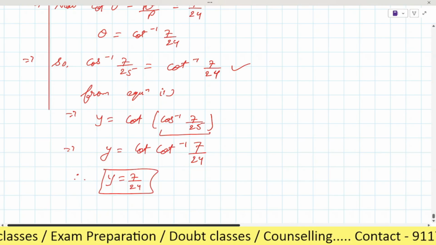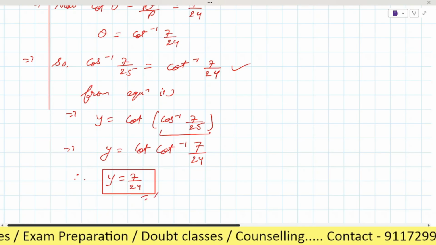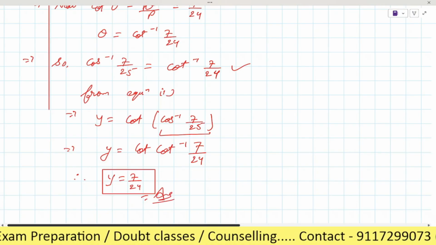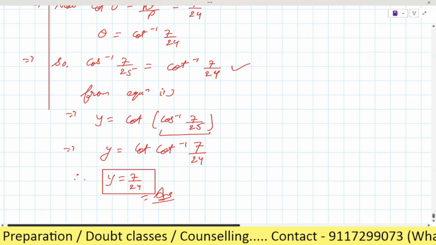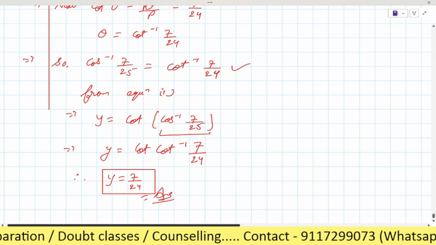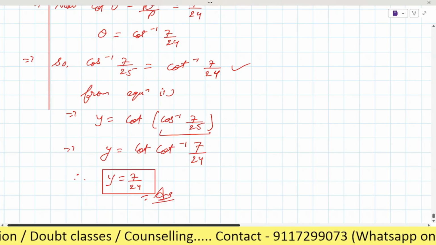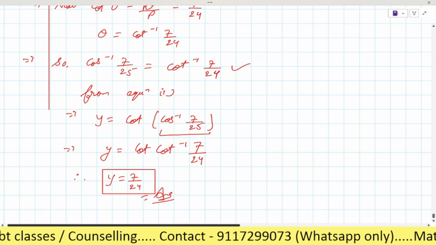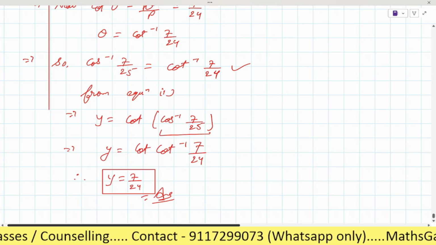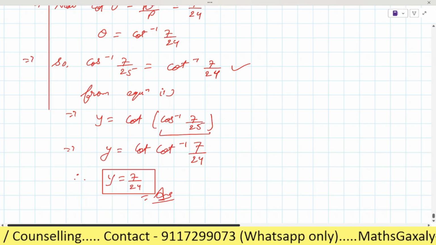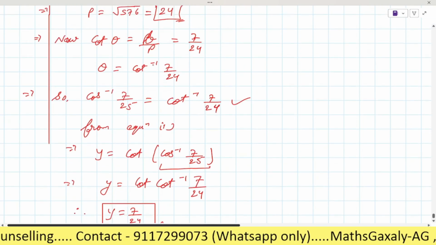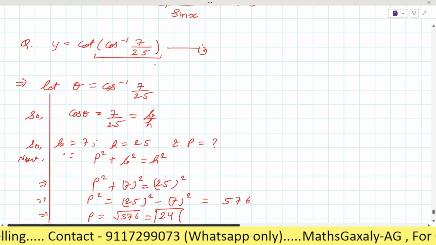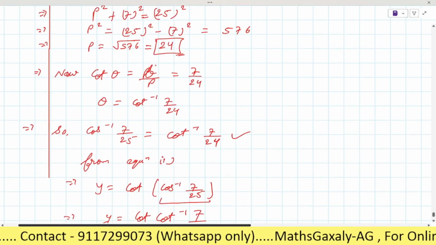Is it clear or any doubt till here? No doubt, sir. So this will be our answer. Now this type of question you can solve easily. Is there any doubt? No, sir. Now first of all you have to note down this one.